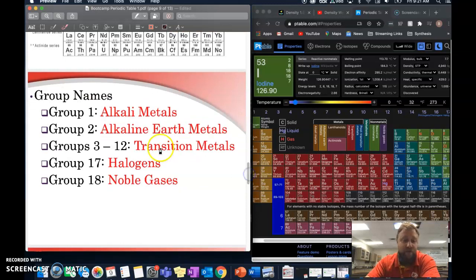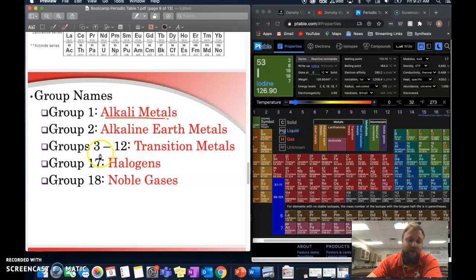So we have our different groups. Group 1 is our alkali metals, which are very reactive metals. Generally, you're not going to see these, you can't just mine these out of the ground because they're so reactive, they're going to react with something just within the air. So those are our alkali metals. Our alkaline earth metals are still really reactive, but not quite as reactive as our alkali metals.